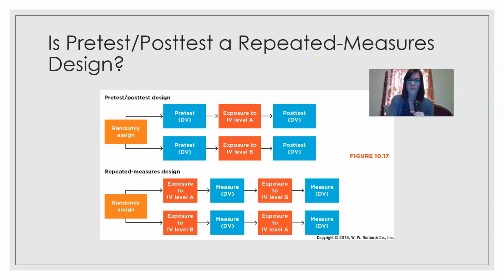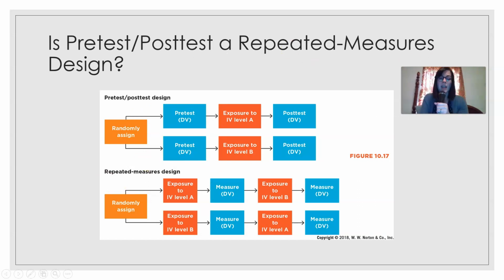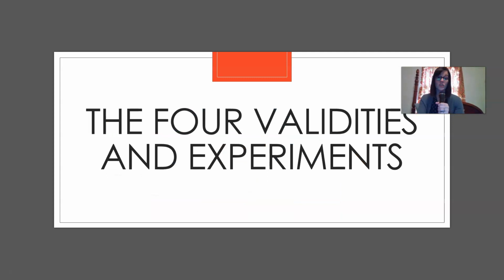So a quick question becomes, is the pretest post-test design a repeated measures design? And it absolutely can be in a manner of speaking. So here is our pretest post-test design. So we have our pretest, we have our exposure, we have our post-test. Everybody gets exposed to everything. You can have a very similar sort of setup with a repeated measures design. So we randomly expose people to level A and we measure it, expose to level B and measure it, and the same sort of thing. So you could think of pretest post-test as being somewhat of a simpler version of a repeated measures design.